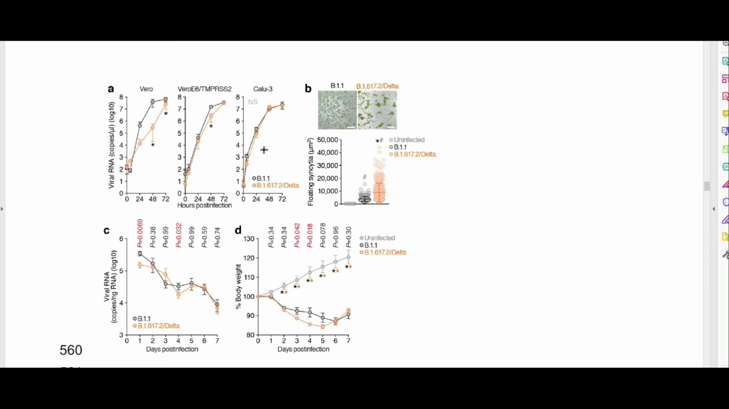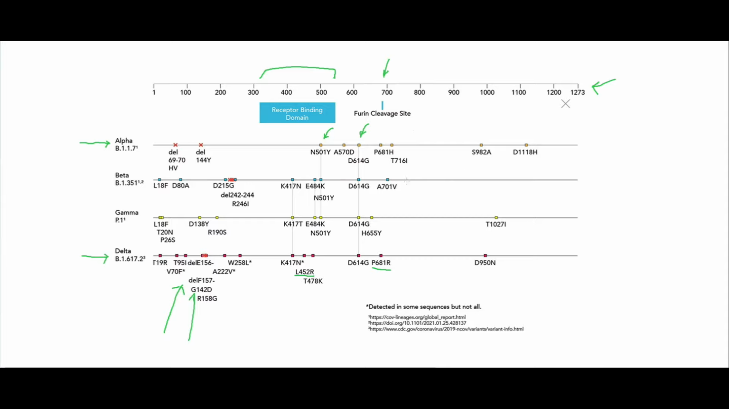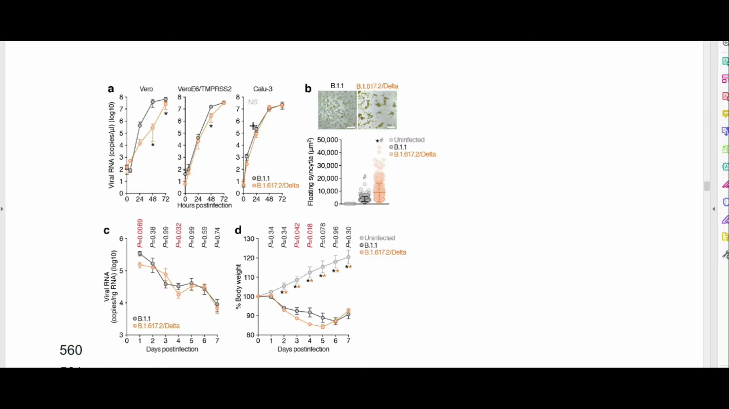What we have here, B.1.1, is sort of the OG virus. That's the one that occurred even before this D614G, this aspartate to glycine mutation. It's comparing the amount of virus present in the cells for that one, and then in orange the Delta variant. It infects these cells at more or less the same rate within the first 3 days.